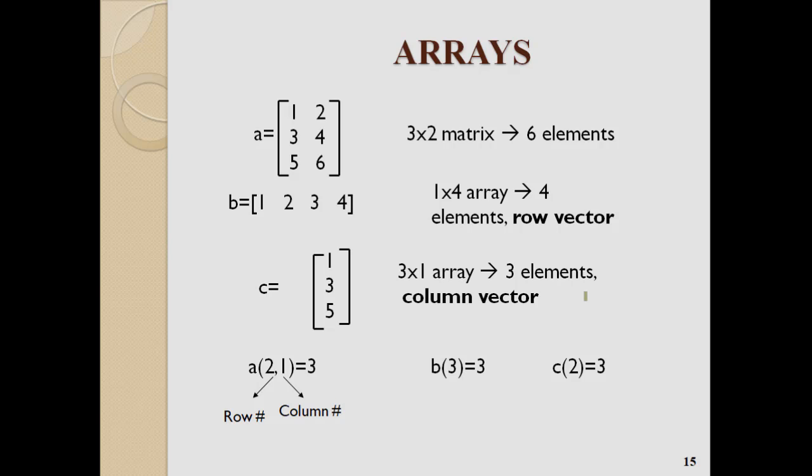So we have shown a basic example of the array. This is a matrix, 3 cross 2, having 6 elements. This is a row vector. This is a column vector. Now, as we have discussed, A(2,1) will be equal to 3, B(3) will be 3, and C(2) will be 3 as per the respective arrays or vectors.